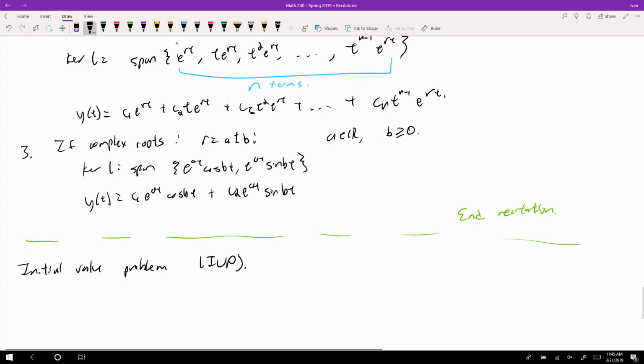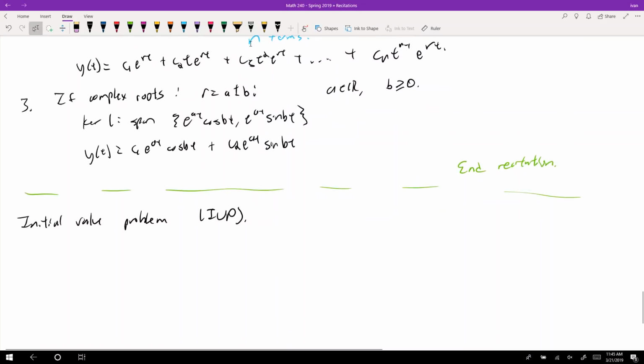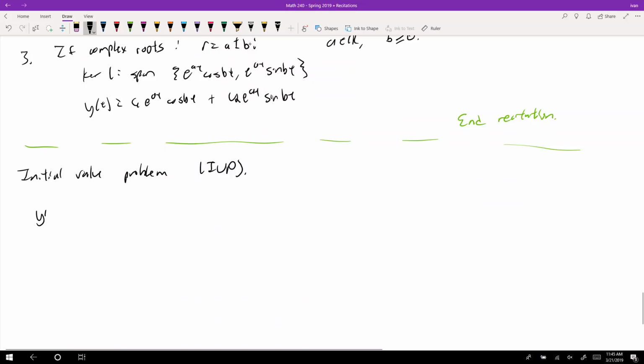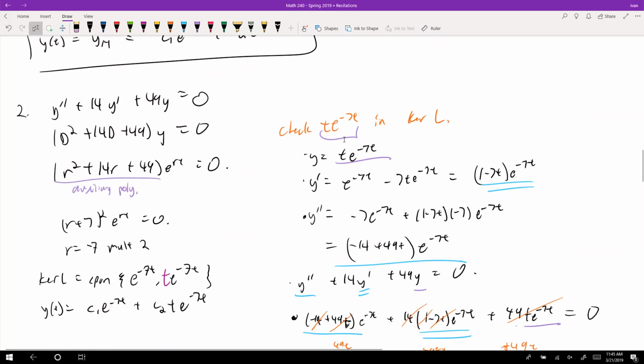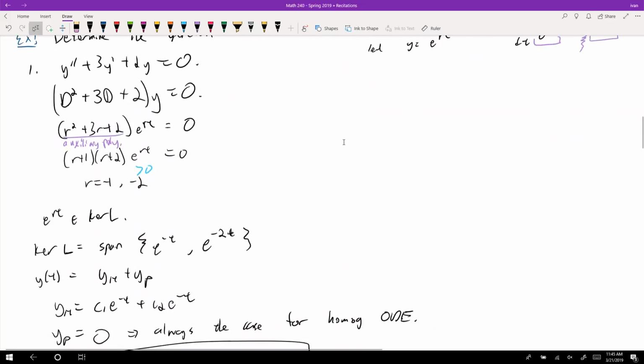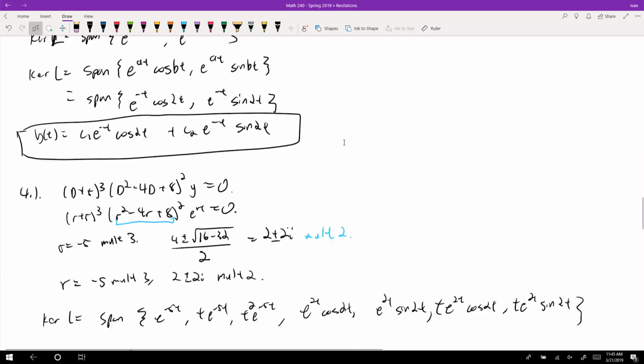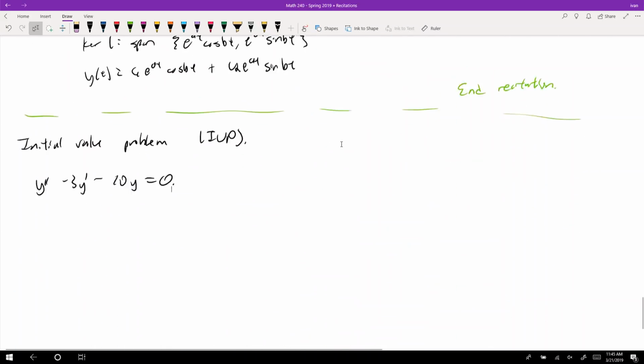Okay, so in recitation I did this other ODE, which was y double prime minus 3y prime minus 10y is equal to 0. I'm just going to make sure all my other derivatives are correct. Yeah, they look fine. Okay, so yeah, let's say I have this ODE.